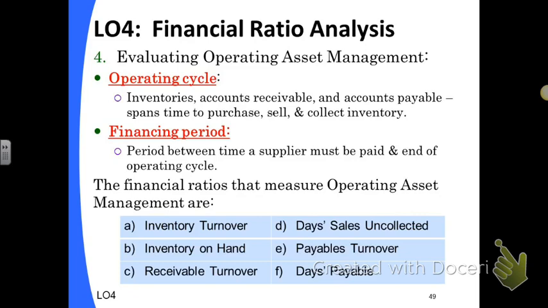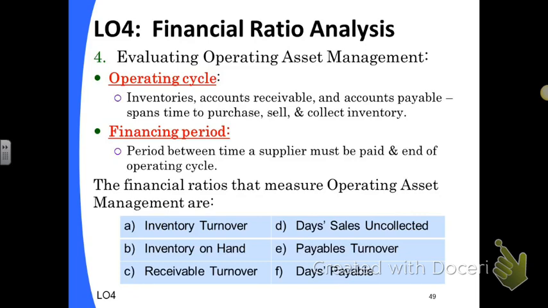Successful companies manage the operating cycle by managing their operating assets and their operating payables, and really monitor the financing period. Depending upon the periods between the ending of the operating cycle and when suppliers must be repaid, it will impact a company's ability and need to borrow from creditors to support their operations.